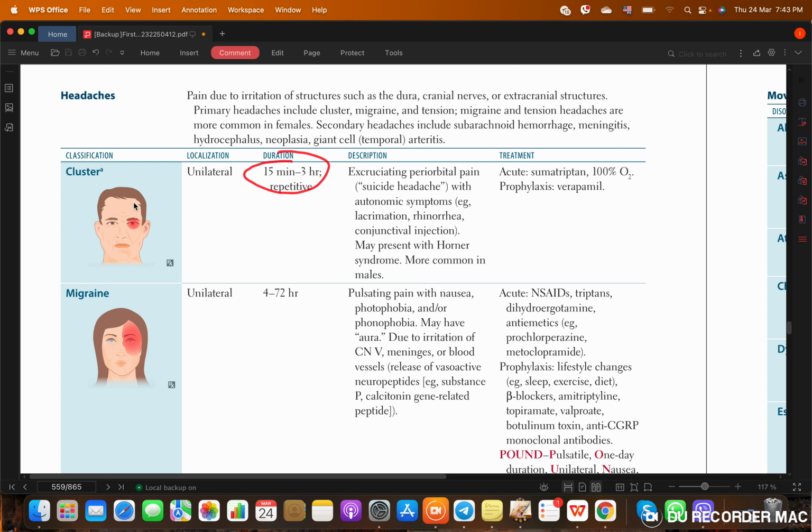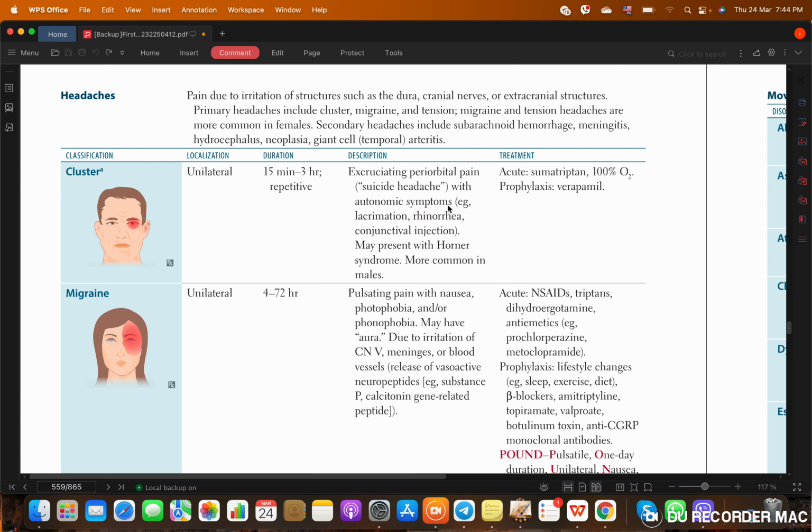So the cluster headache is unilateral, it will be on one side, 15 minutes to 3 hours and repetitive. It sucks. This one is one of the worst types of headaches you can have. It's an excruciating periorbital pain, suicide headache. Why suicide headache? Because it's so bad and it keeps reoccurring that the patient decides to take their life because it does not stop.